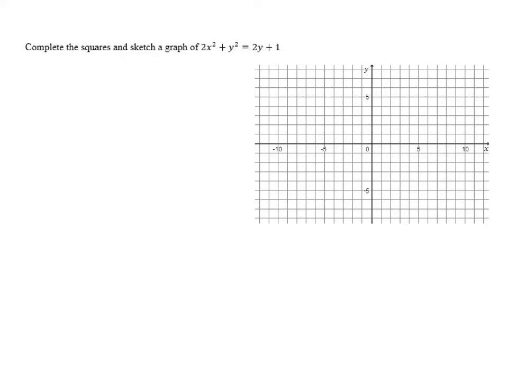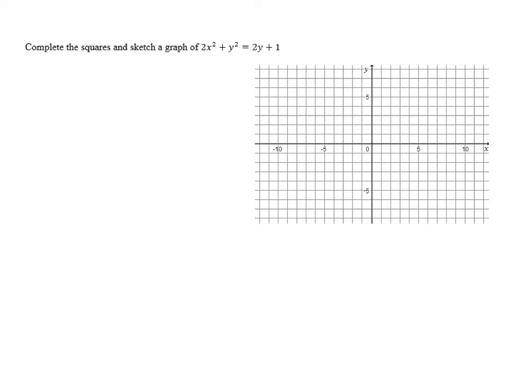Complete the squares and sketch a graph of 2x squared plus y squared equals 2y plus 1. This is going to be a conic section, but we're going to have to go through the process of completing the squares to get everything in the right format so that we can determine which type of conic section it'll be and what the graph will look like.